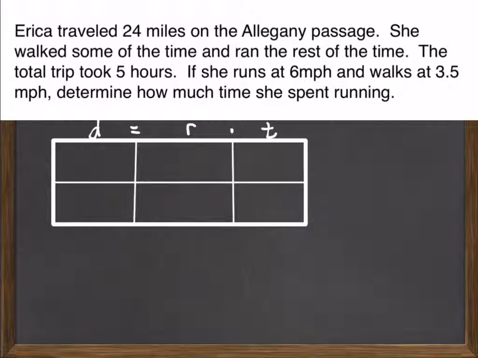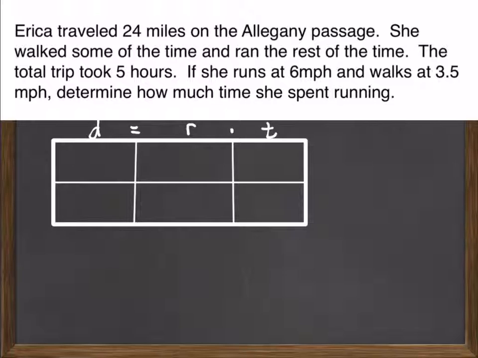Okay, so in this problem we're told that Erica traveled 24 miles on the Allegheny Passage, that she walked some of the time, and the rest of the time she ran. We're also told that the trip took 5 hours, and that she can run at 6 miles per hour and walks at a rate of 3.5 miles per hour. We'd like to determine how much time she spent running.